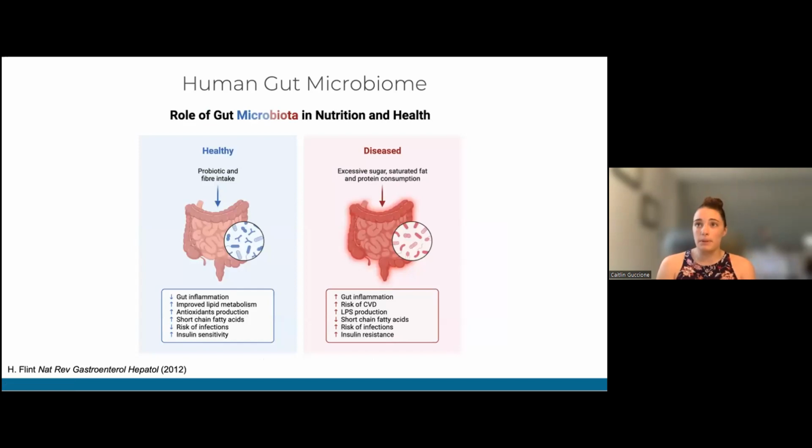What most people think of when they think of the microbiome is the human gut microbiome. We have all seen ads for the role of the gut microbiome in nutrition and health. A healthy microbiome is often linked with probiotics or fiber intake, which causes lower inflammation and other great things. A diseased microbiome is often linked with excessive sugar, saturated fats, or protein consumption, which can be linked to a higher risk of inflammation and a variety of other diseases that have a negative impact on your gut.